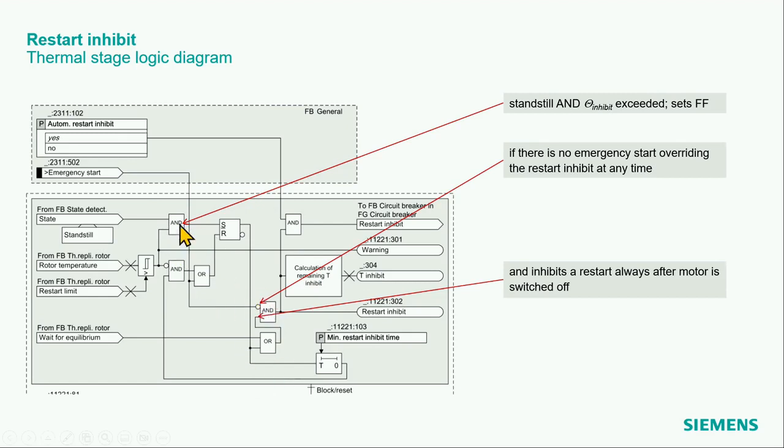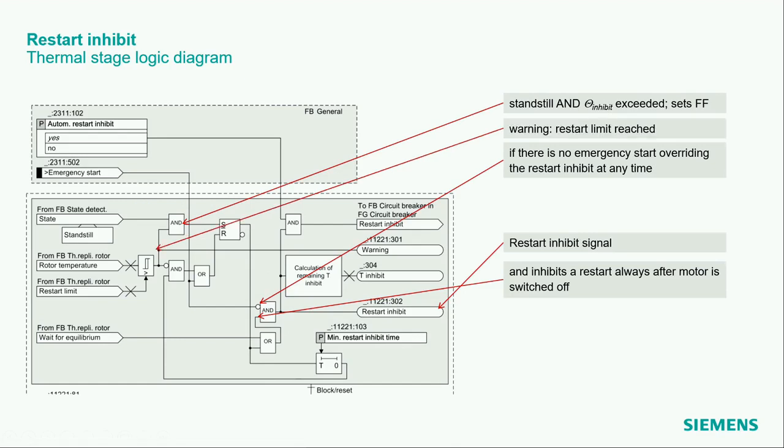Okay, and of course, I have the possibility here for an emergency start. That means if I have this situation, but I need absolutely to start the motor, I can give this binary input, and then this blocking is overwritten, it's cancelled out at the end, so then I can start the motor.